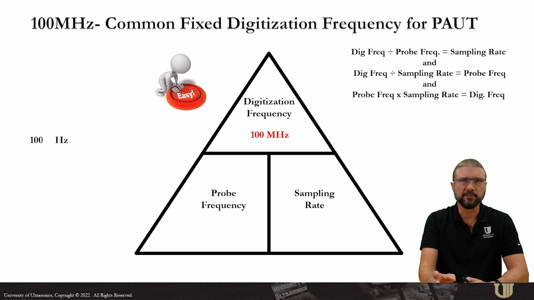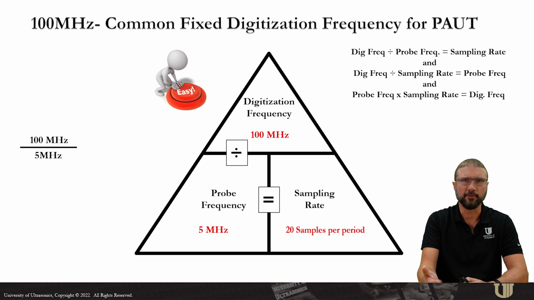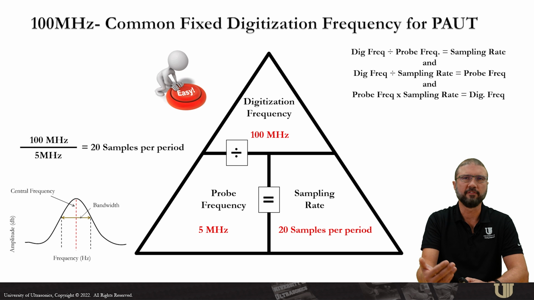So as we said a couple slides ago, many of the phased array instruments on the market today use a fixed or a max digitization frequency of 100 megahertz. And again, that would be 20 times the frequency of a 5 meg probe or 10 times the frequency of a 10 meg probe, et cetera. If you think about it, 20 megahertz would maybe be the highest frequency probe you could use and still get 5 samples per period.